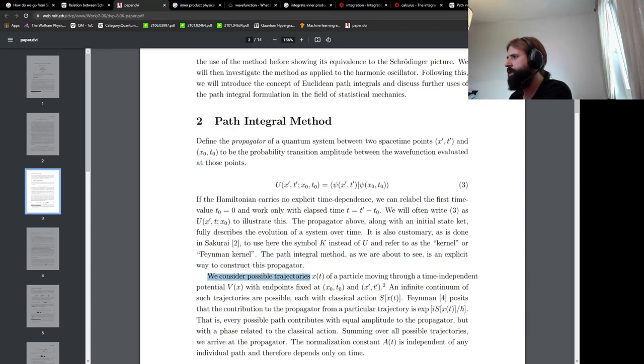We consider possible trajectories x(t) of a particle moving forward through a time-independent potential with endpoints fixed at x0 t0 and x prime t prime. An infinite continuum of such trajectories is possible, each with classical action. I've got to revisit the action stuff. So Feynman posits that the contribution to the propagator from a particular trajectory is this. That is, every possible path contributes with equal amplitude to the propagator, but with a phase related to the classical action. Okay, that is getting interesting.